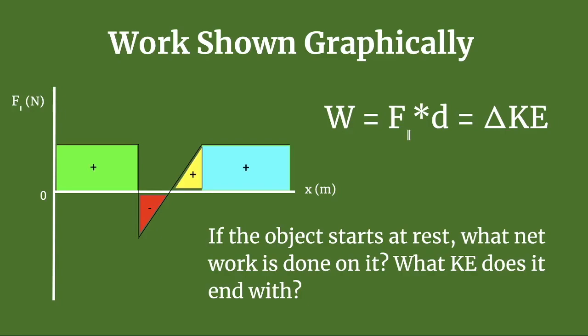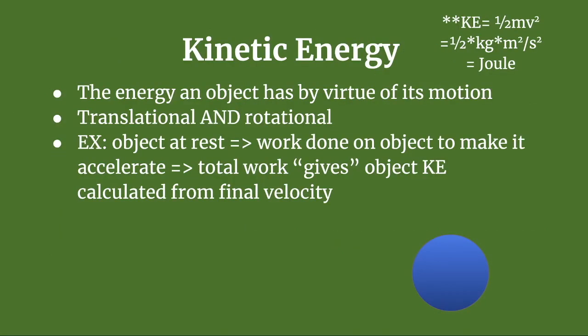Because of this, red and yellow of equal magnitude and opposite sign cancel out, and we're left with the work equals the energy gained, which is equal to the green area plus the blue area. The first major energy that you'll work with is kinetic energy, which is the energy of motion. There are two major types of kinetic energy, translational and rotational, and many moving objects often have both.